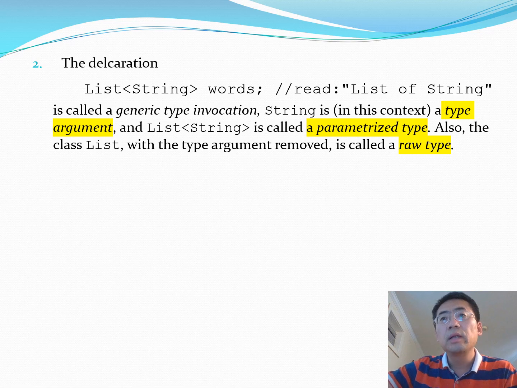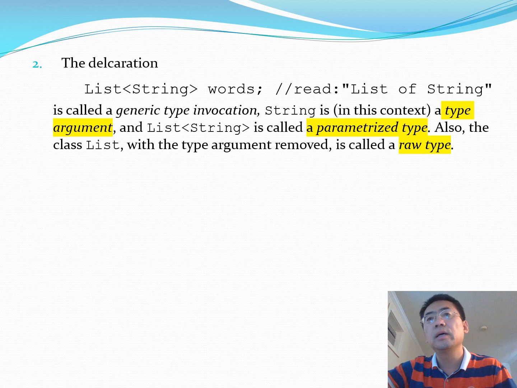Over here we see a List<String> words. We give it a nice name: a generic type invocation. This is not really that important, as long as you know what they're talking about when you hear somebody say generic type invocation. But a type argument is this String. In this case, that is a type argument for the list. And List<String> is called a parameterized type. Compared with a list without specifying a type argument, that is called a raw type.